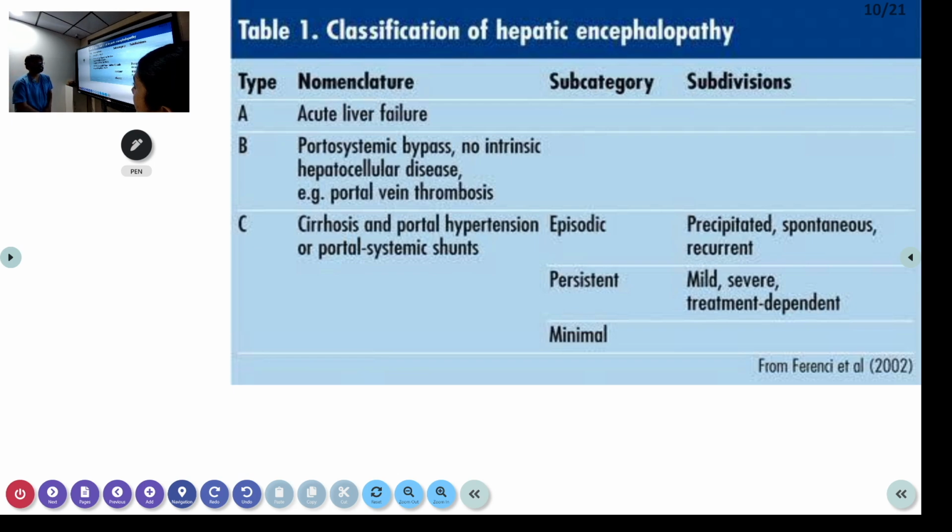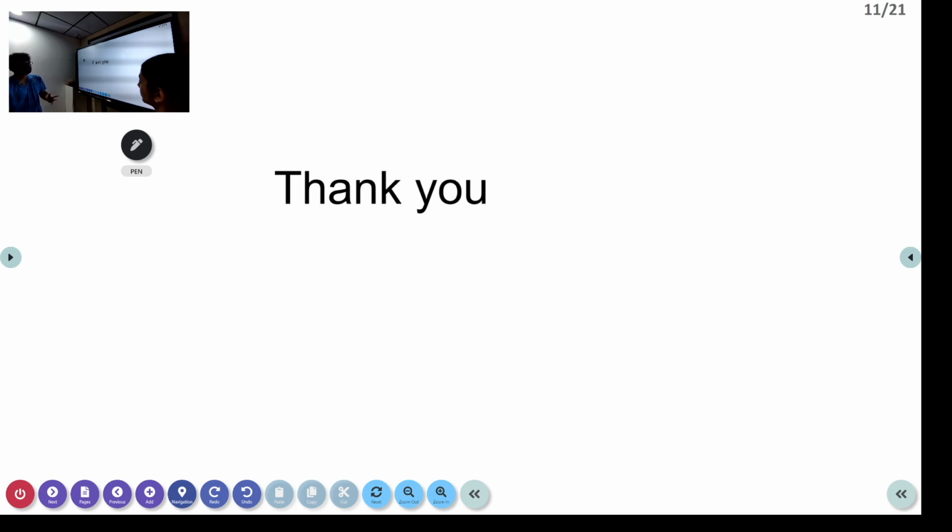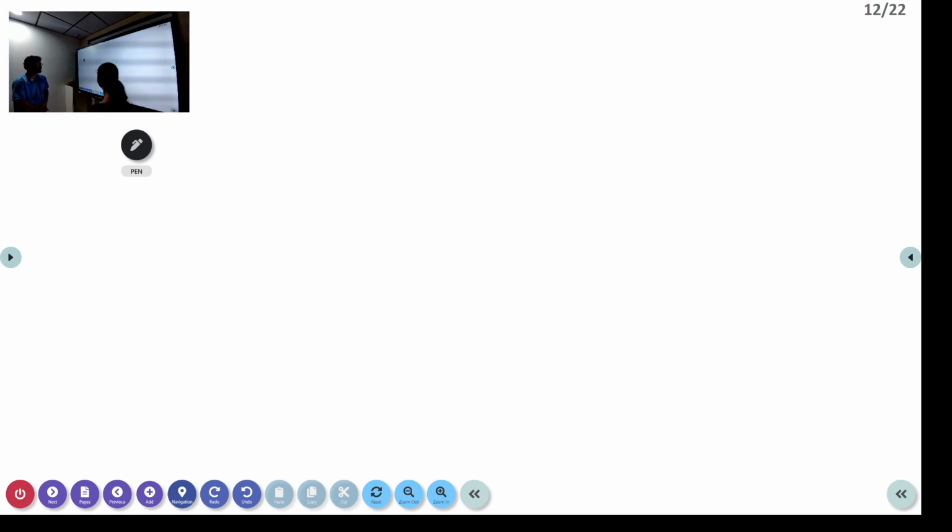Okay. What else? How did you treat this patient? Basically, in our patient, the precipitating factor was constipation. So the mainstay of treatment is bowel wash and lactulose. How do you do bowel wash? We will go for lactulose used as a rectal enema.